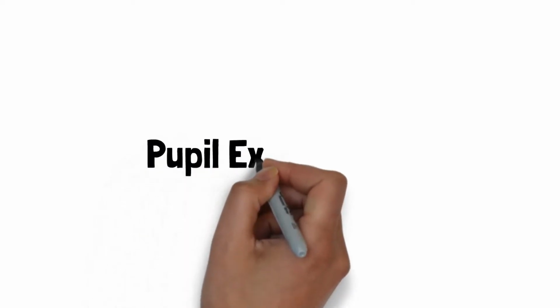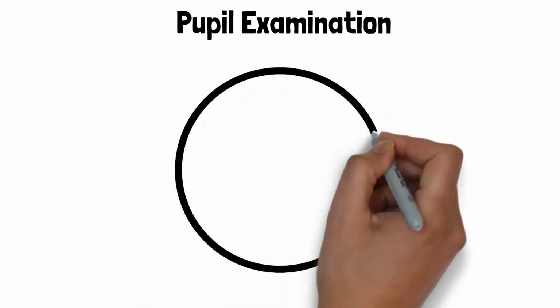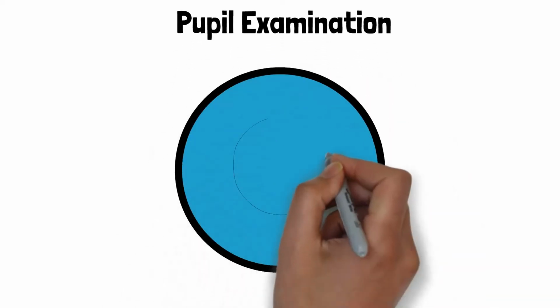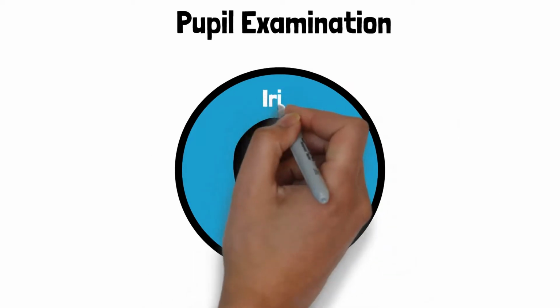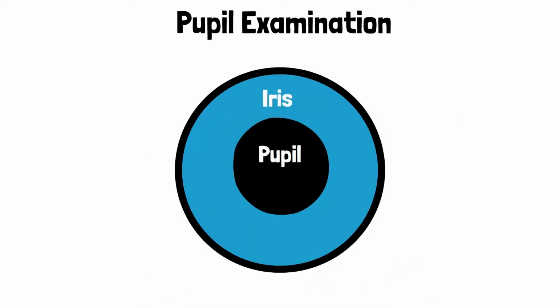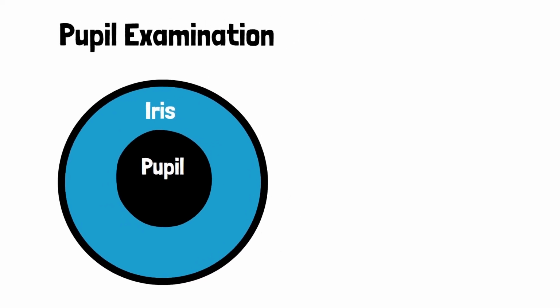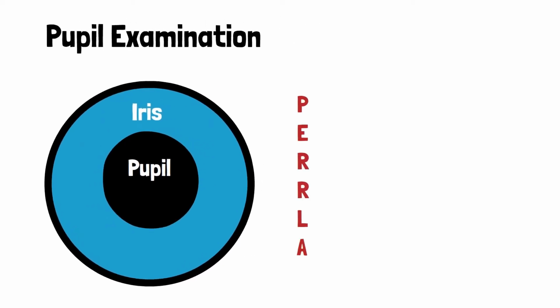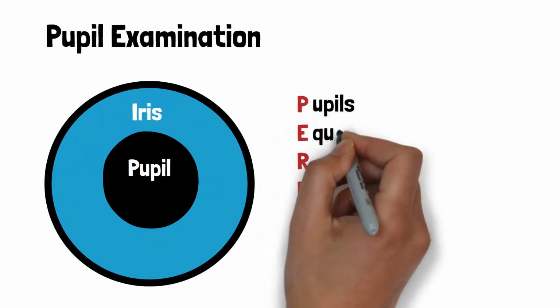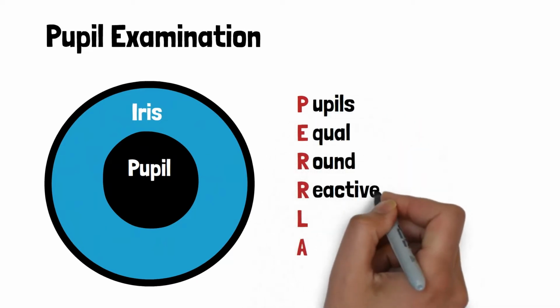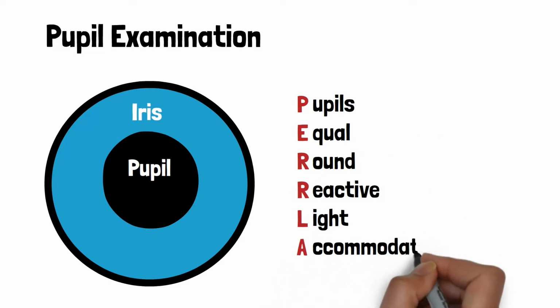Welcome to a video on pupil examinations, part 3 of DIY eye exams. The pupil is not a real anatomical structure, but rather a hole in the center of the iris. To examine the pupil, we use the acronym PERLA, P-E-R-L-A. PERLA stands for Pupils Equal and Round, Reactive to Light and Accommodation.